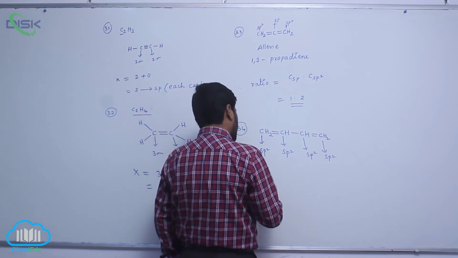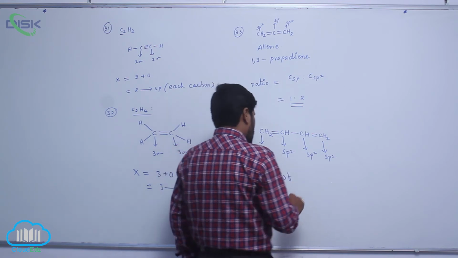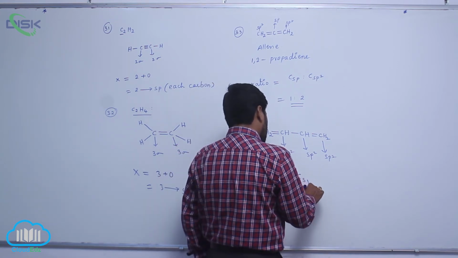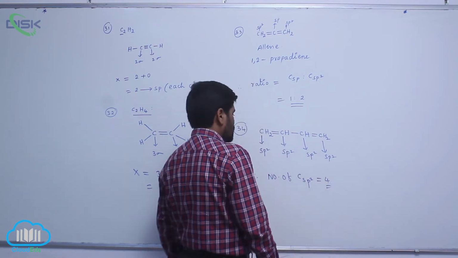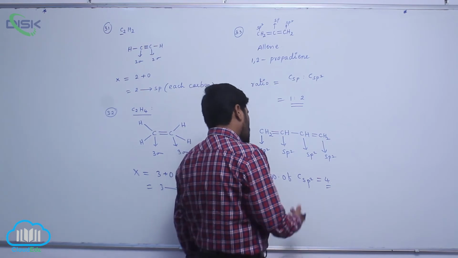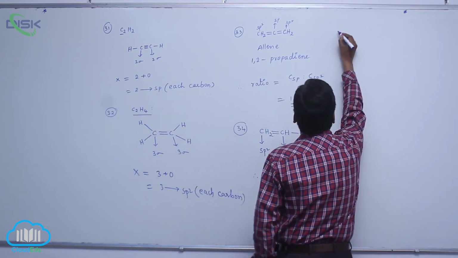Here the number of sp2 carbons equals 4 carbons. Then 35.